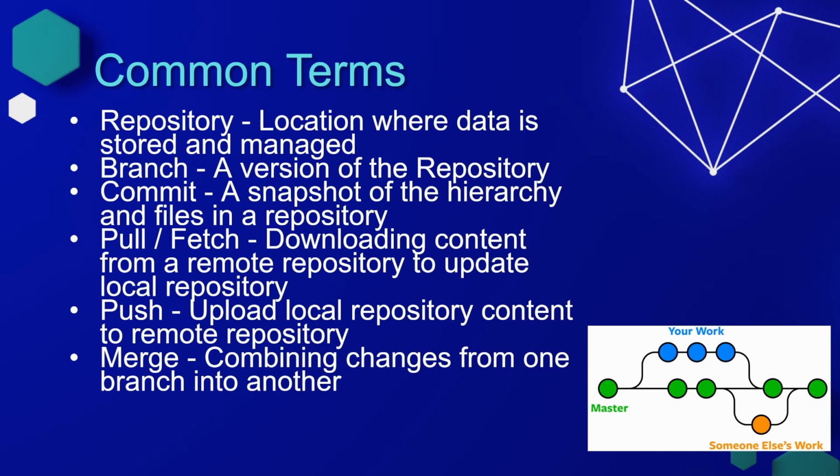Pulling or fetching is downloading the content from a remote repository to update your local repository. Pushing is uploading your local repository content to the remote repository. And merging is combining changes from one branch to another.